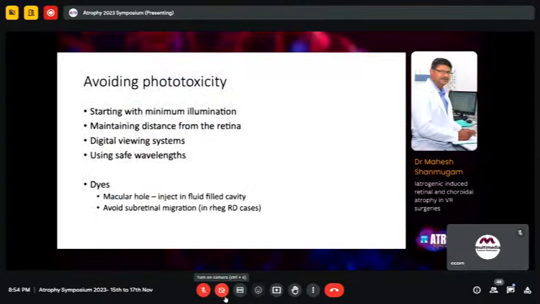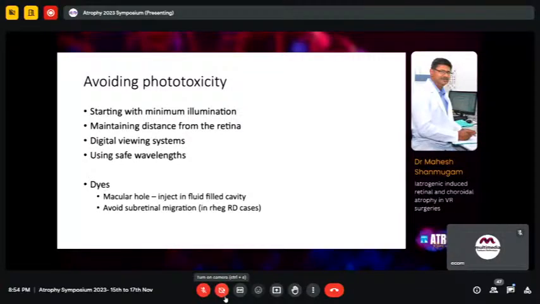It's not often that we come across patients with phototoxicity, but then we can take some small steps to decrease the risk of phototoxicity when performing vitreoretinal surgery. We start with minimum illumination, just about adequate to see the fundus clearly and accomplish the surgical goals.